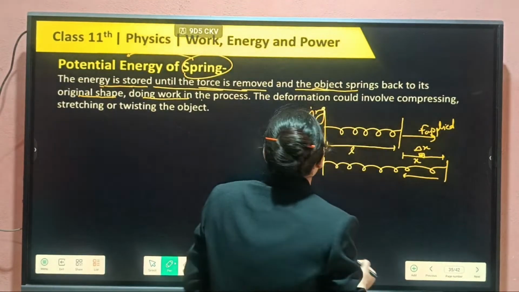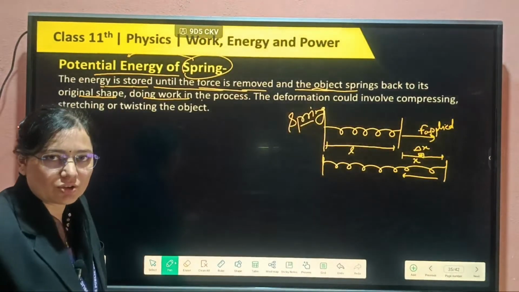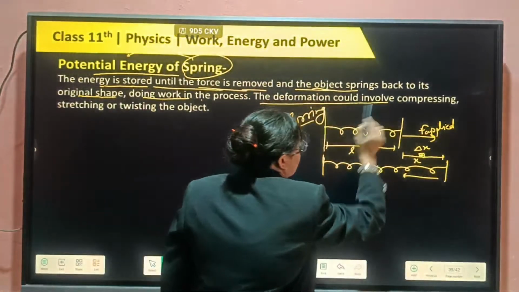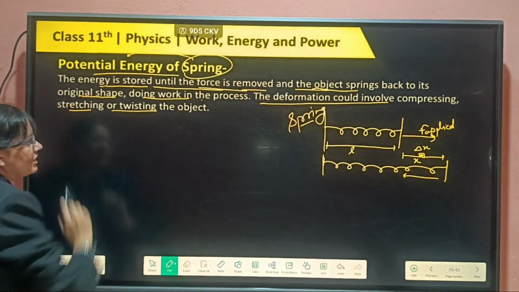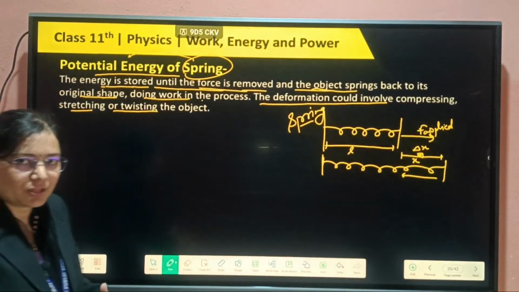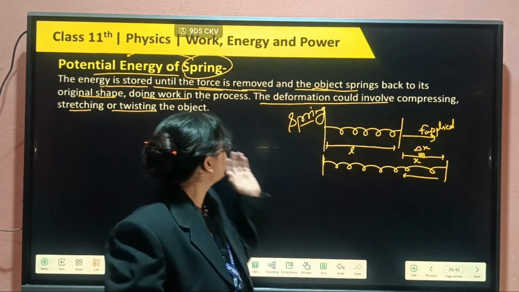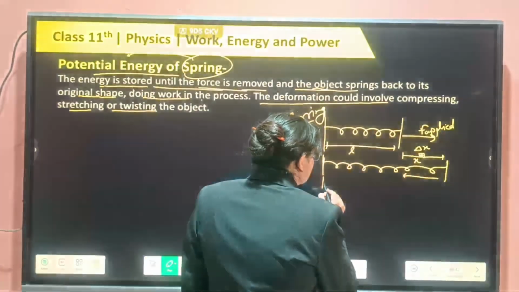As it is coming back to its original position, during this the energy which is stored in that spring is known as the elastic energy of the spring, you can say potential energy of the spring. So the deformation could involve compressing, stretching and twisting the object. Compress करना, उसको elongate करना, that energy will act there, that is known as the potential energy of the spring.